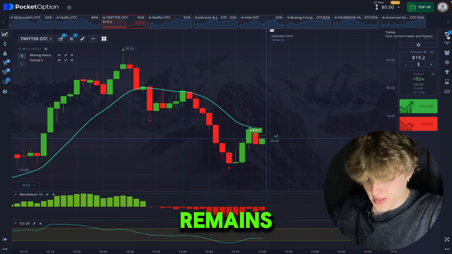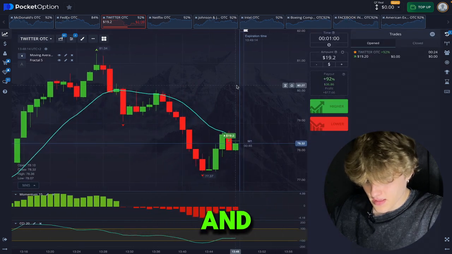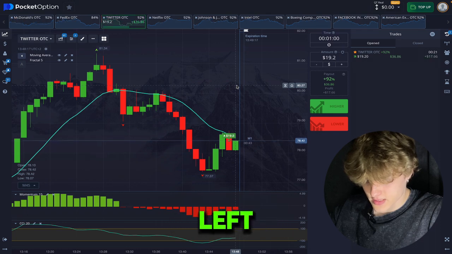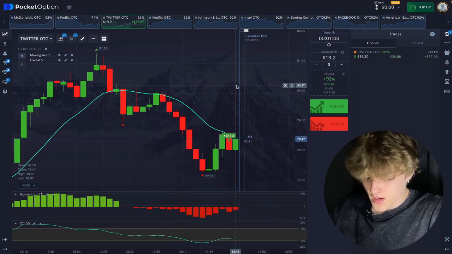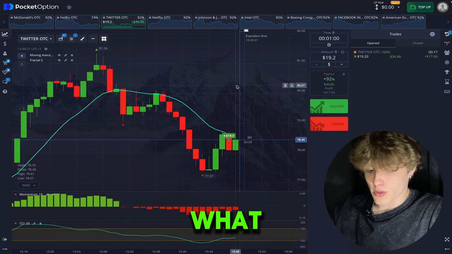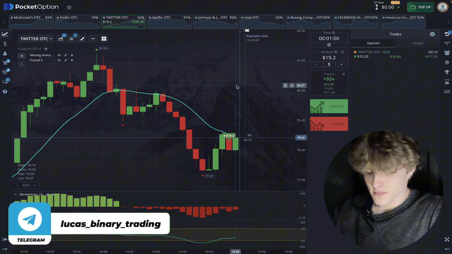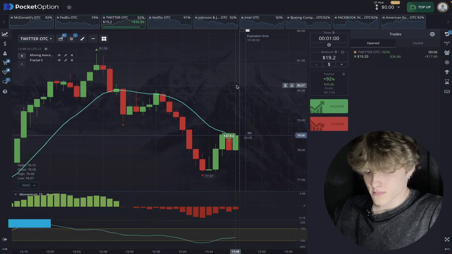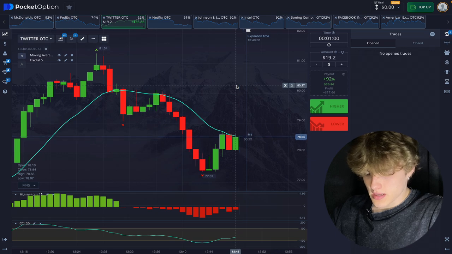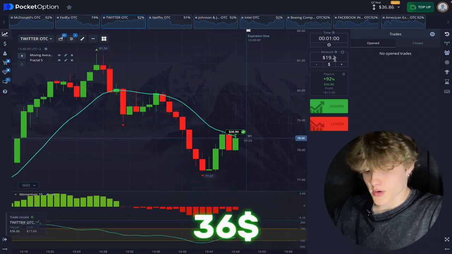The logic of entry remains exactly the same, and there are about 20 seconds left until the end of the trade. Okay guys, let's see what will happen. Three, two, one, and the position closed in plus. Great.